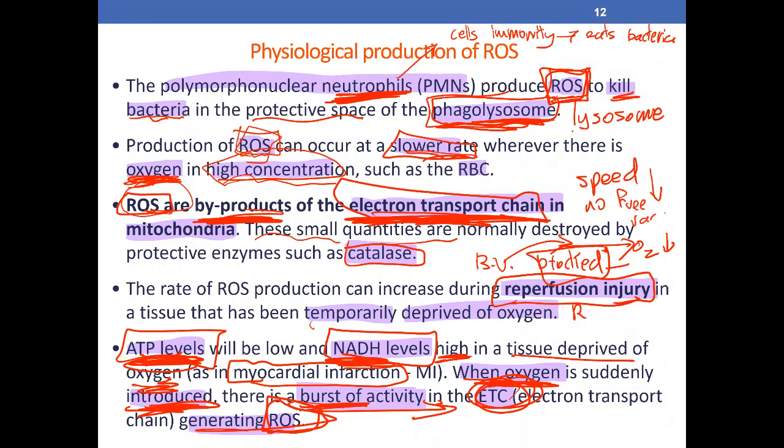The problem happens when you reintroduce the oxygen suddenly. So when you unblock the artery, for example, you reintroduce oxygen very quickly. And this causes the electron transport chain to increase its activity very quickly, even more than when it was working under normal conditions. And this generates a lot of free radicals. This is why this occurs.